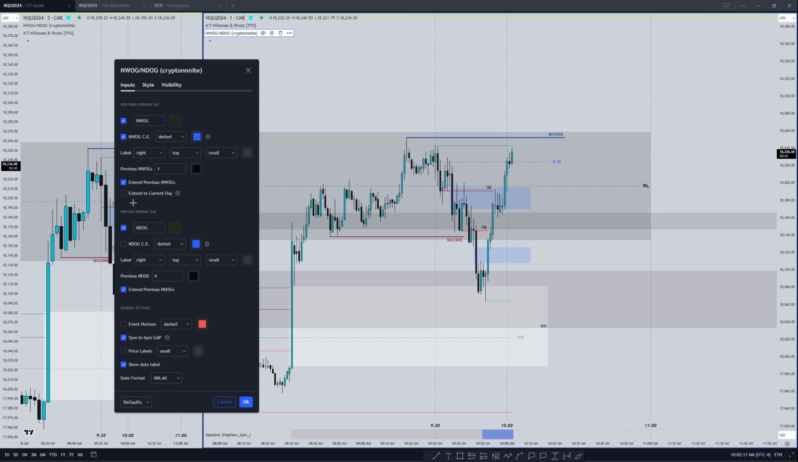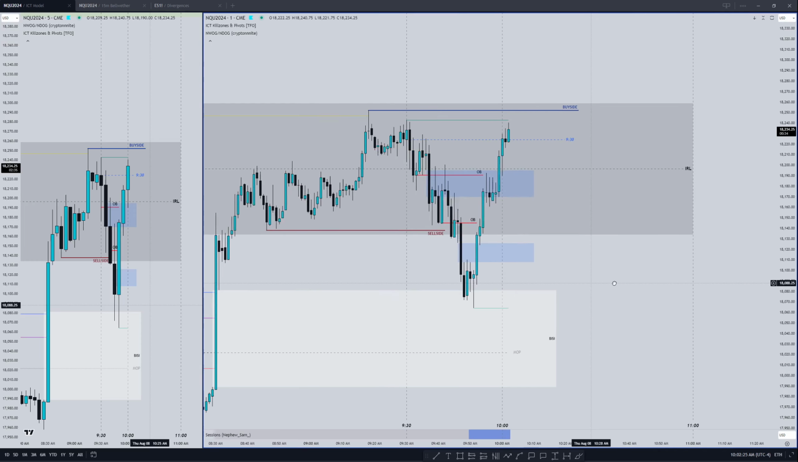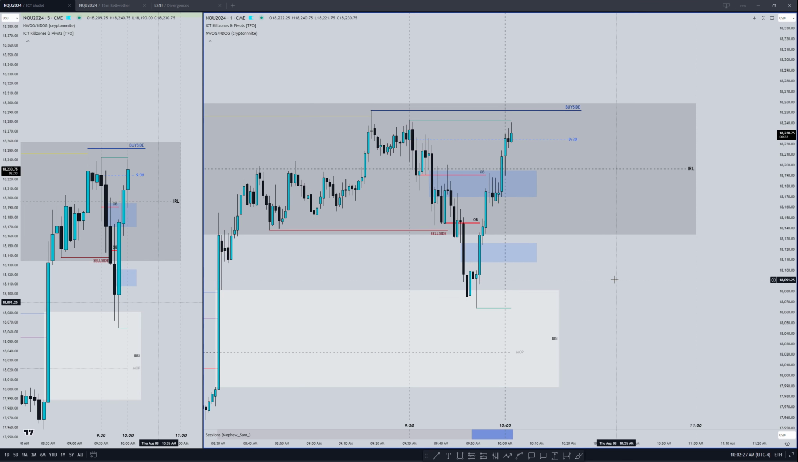See, I would use them, but I realized that it's a little messy. There's so many. You're supposed to extend the previous 8 new week opening gaps and the previous 8 new day opening gaps. So think about how many different gaps you'll have. Plus you have to probably mark up the event horizons of each one, which is halfway between 2 new day opening gaps or new week opening gaps.